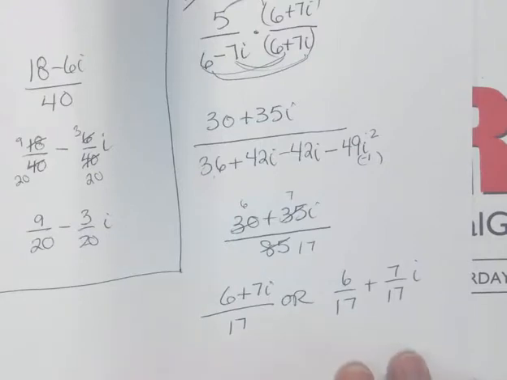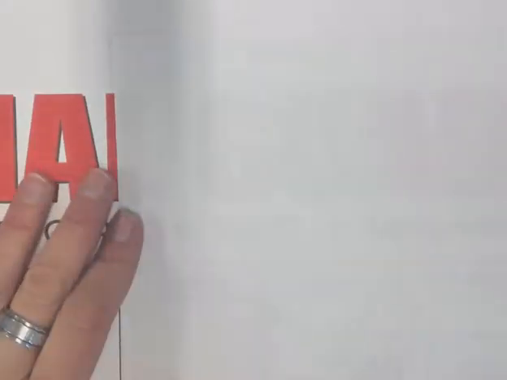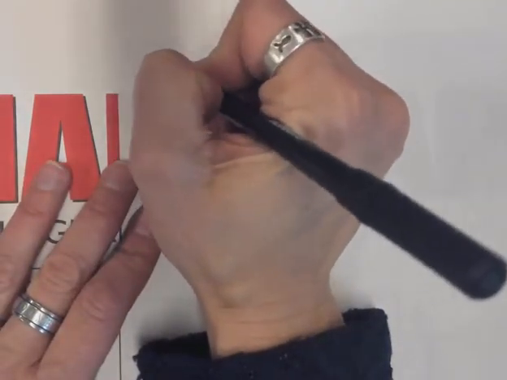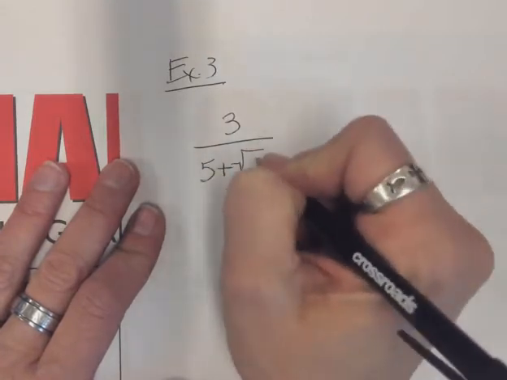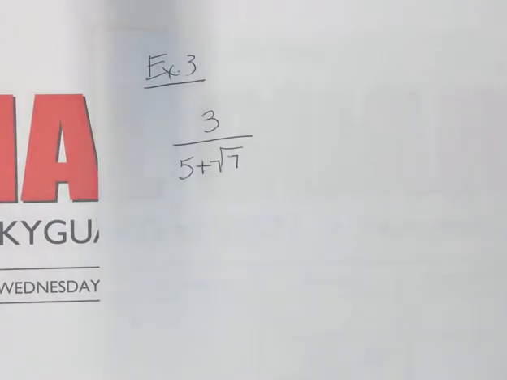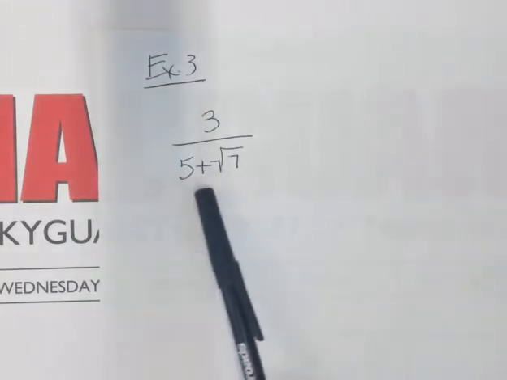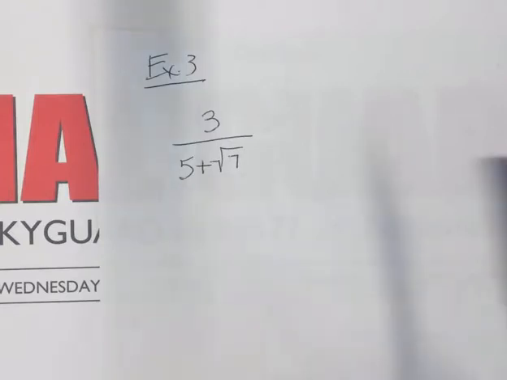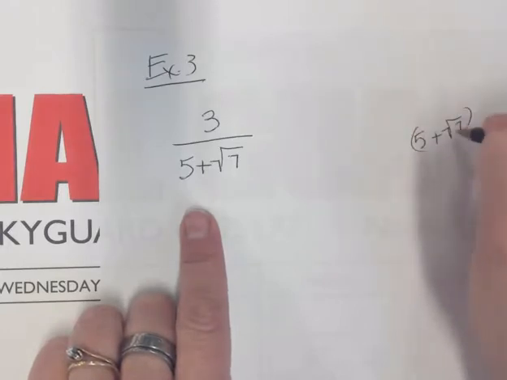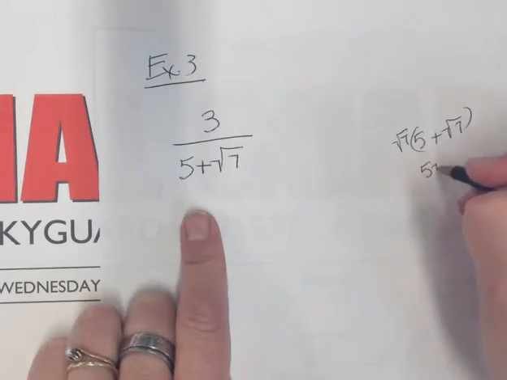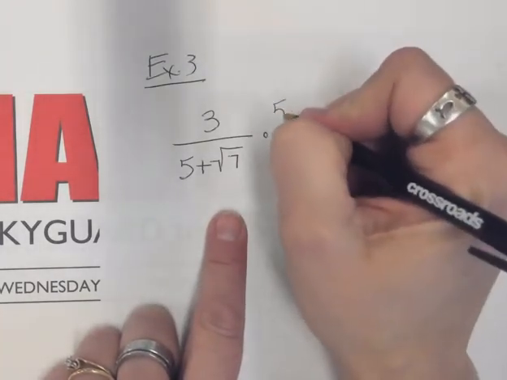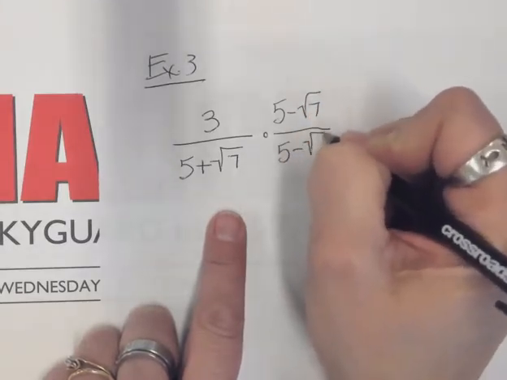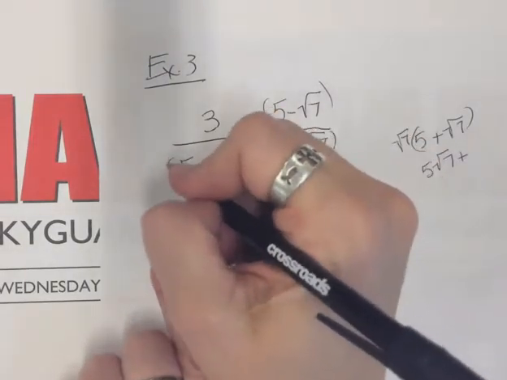All right. Let's take a look at another type. What if you had, this is example 3, 3 over 5 plus the square root of 7. Now, before, we just multiplied by the square root of 7 over the square root of 7, right? But when I multiply this by the square root of 7, what happens? If I take 5 plus the square root of 7 and I multiply it by the square root of 7, did I get rid of the radical? No. So what would the conjugate of this be? 5 minus the square root of 7. Same idea, but now with radicals.